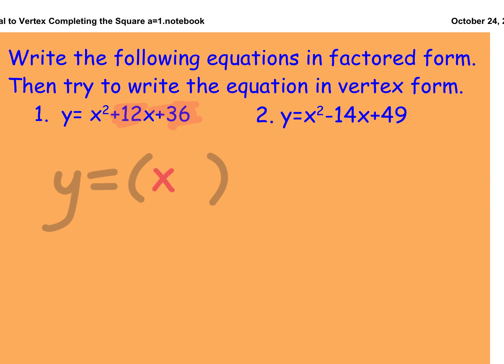X, it's got to be plus because there's only pluses in it. And then you use the square root of this. X plus 6 squared. That makes sense? And this one, is this the half and squared thing, like right off the bat? It is. So it should be super easy.